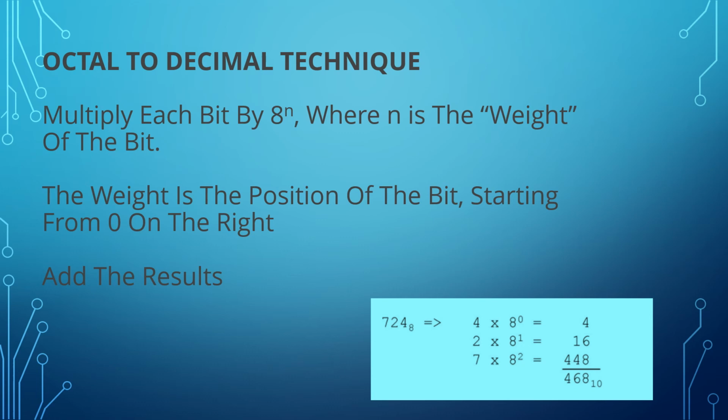So here the least significant bit is 4 and the most significant bit is 7. So 4 is multiplied by 8 power 0, so it is 4 into 1, which is equal to 4. Then the second digit 2 is multiplied with 8 power 1, so 2 eights are 16. Then the most significant bit 7 is multiplied with 8 power 2, so we get 448. Now let's add up all the products. We get 4, 6, 8 base 10. So the octal number 724 converted to decimal gives me 468 as the answer.